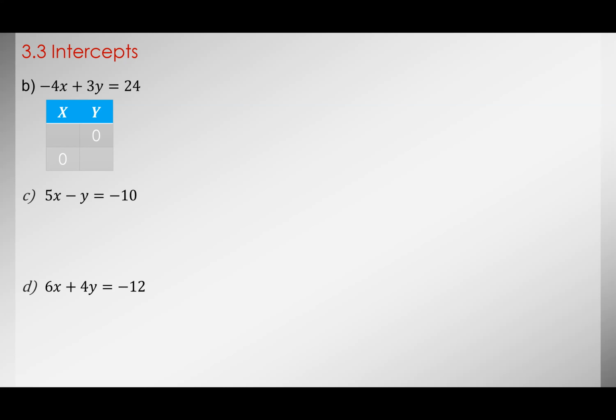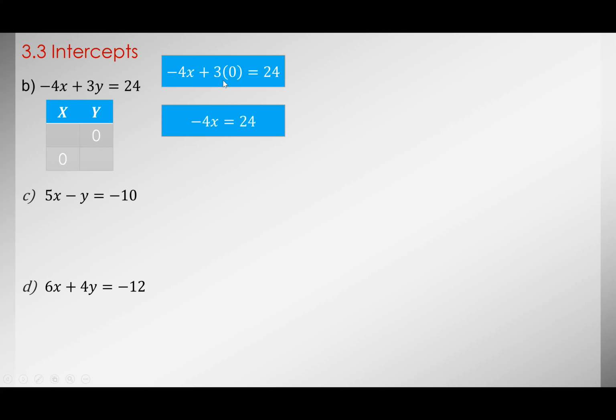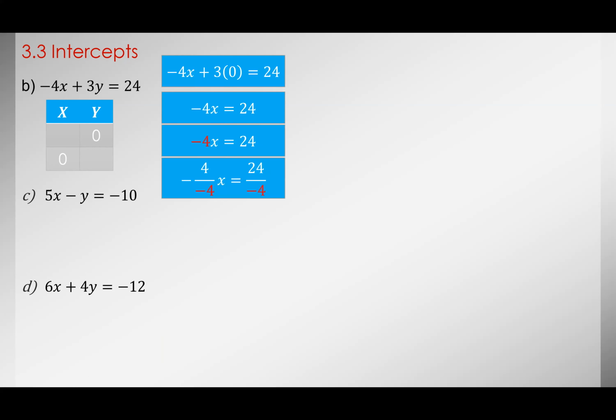And if I put 0 for the y, do you agree that wherever I see the y, I plug in 0? And if I plug in 0, I have negative 4x equal to 24. How do I get rid of the negative 4? I need to divide. And when I divide, do you agree that the x is equal to negative 6? So my ordered pair is negative 6, comma 0.